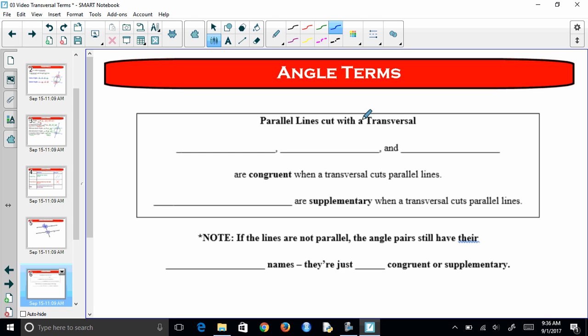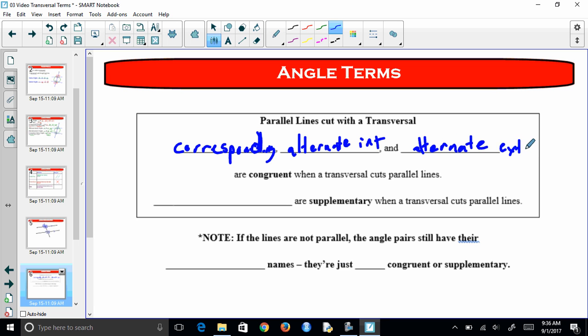Now, parallel lines cut by a transversal. Now we have corresponding, alternate interior, and alternate exterior. I apologize for my horrible writing. I'm trying to write quickly and it's really not doing well here. All those angles are congruent when the transversal cuts parallel lines.